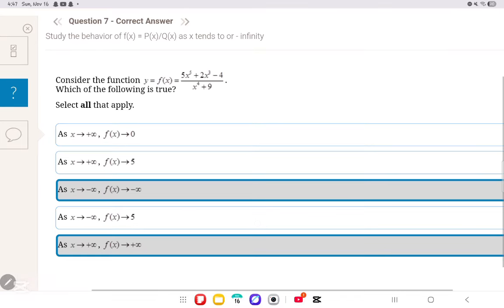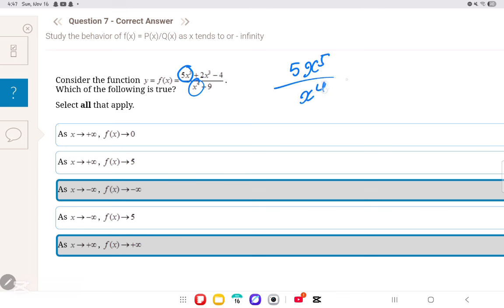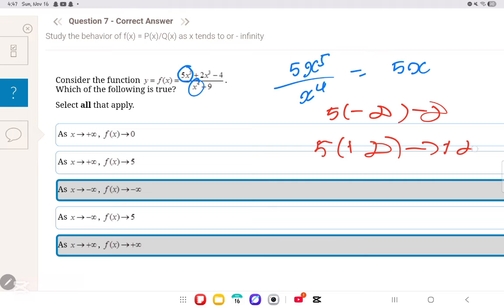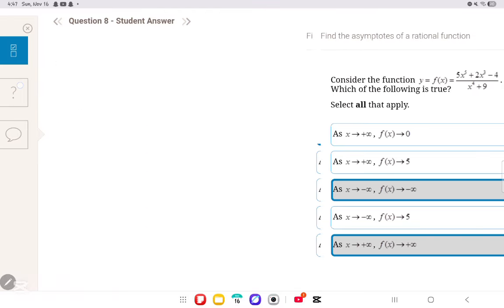Question number 7, same scenario. You take the highest exponent with the highest exponent, so 5x^5 over x^4, so 5x. If I substitute minus infinity, I will get minus infinity. If I substitute plus infinity, I will get plus infinity.